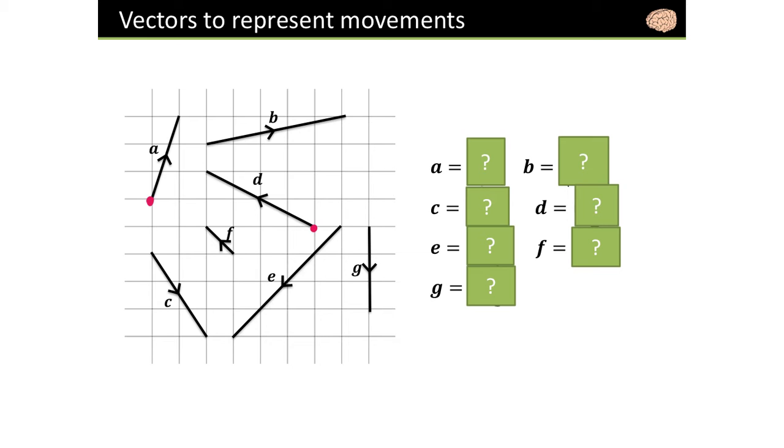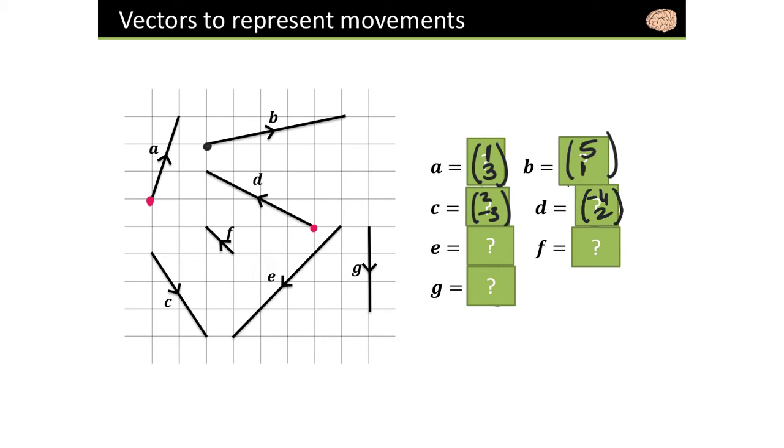Okay, so for A, we go across 1, up 3. So our vector is 1, 3. For B, if we start here, we go across 5, up 1. Okay. For C, if we start here, we go across 2, down 3. So this becomes 2, minus 3. Yeah? Okay. For D, we start here, now you can see we go to the left. So minus 4 and up 2.